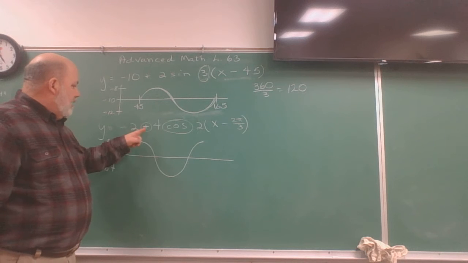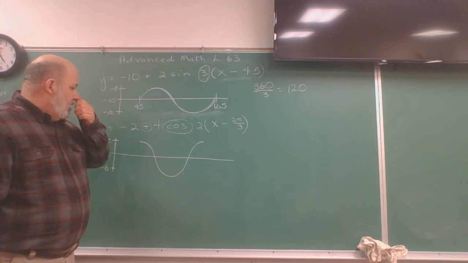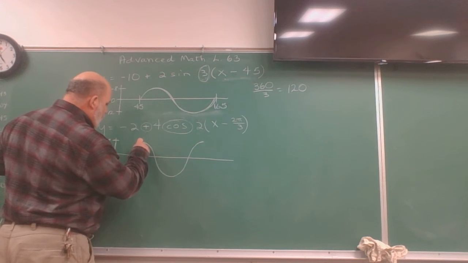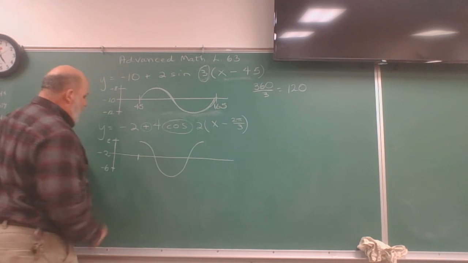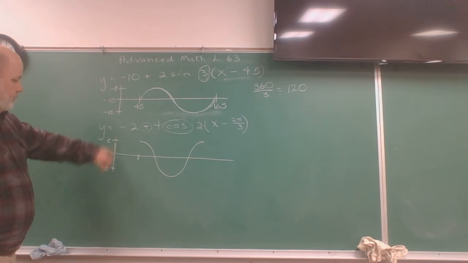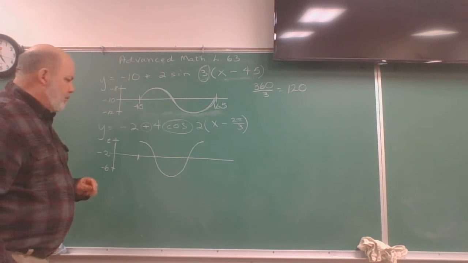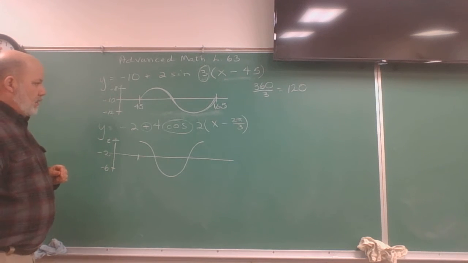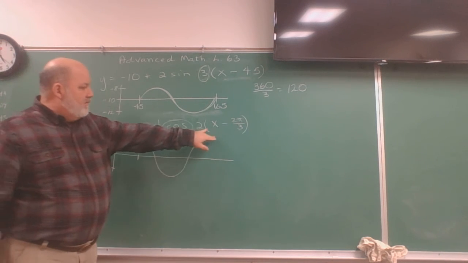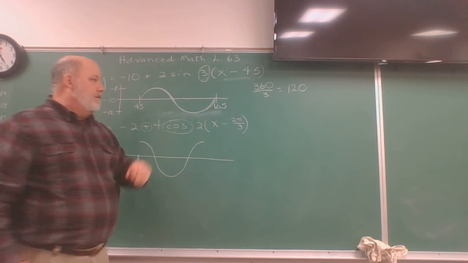Had this been a minus, we would just flip it, draw a negative cosine wave. But right here is where we start. Again, I do not have it way over here against the y-axis, for lack of a better term. And I'm going to leave this 2, the frequency, until the last step.